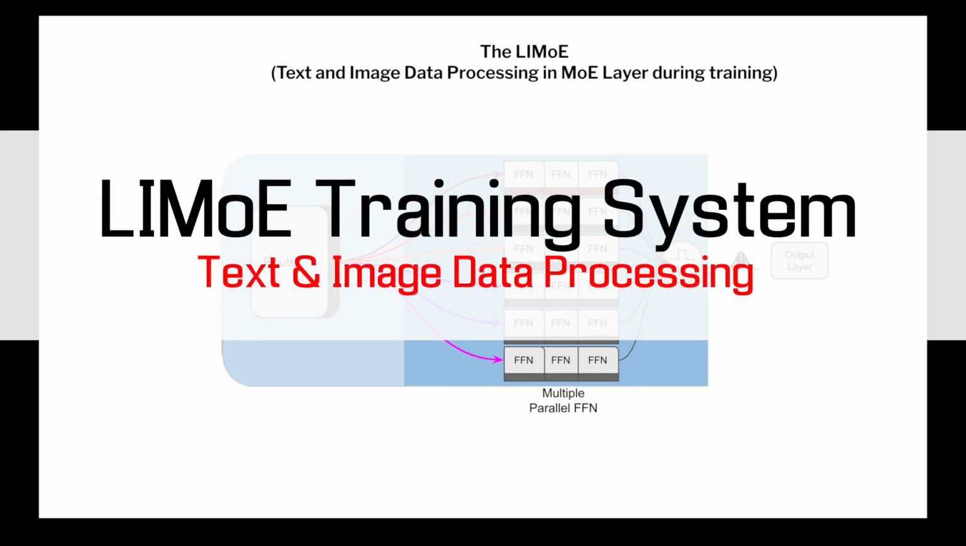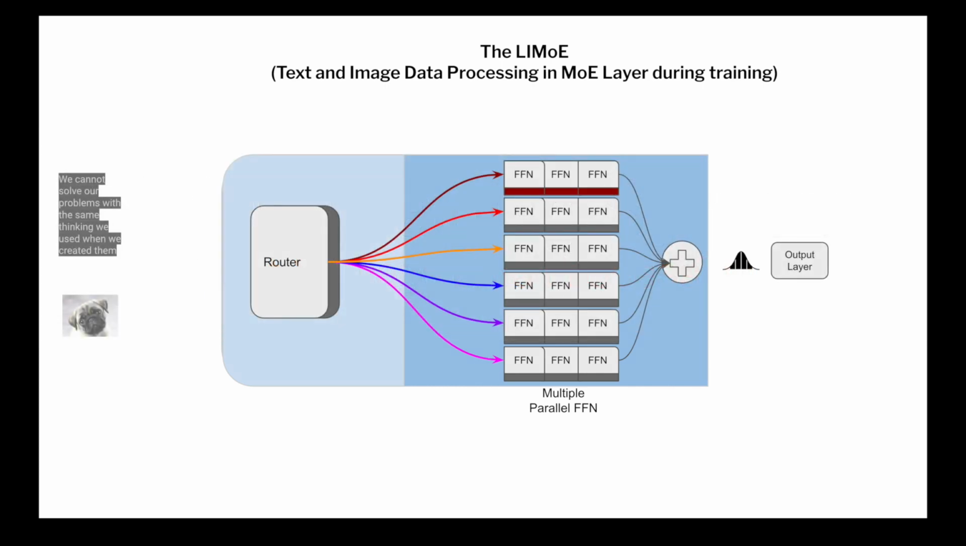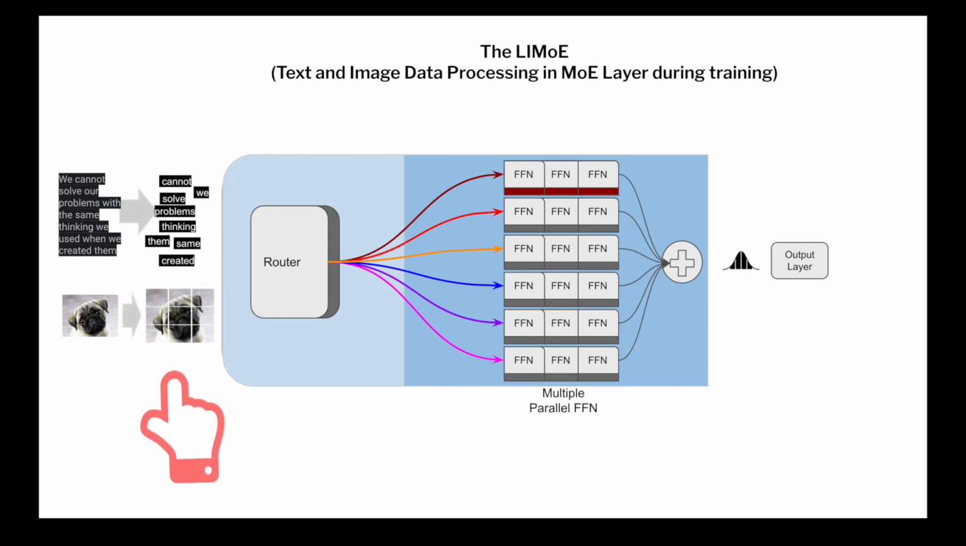Now let's see how the text and image data is processed inside the MOE layer during the training. And we are going to focus the training part depending on the results based on LIMoE architecture. So we already know that LIMoE models are designed for multimodality. It means both text and image data is processed together. The input data has to be tokenized first. So that is the tokenization layer.